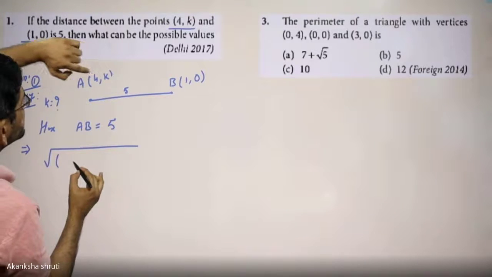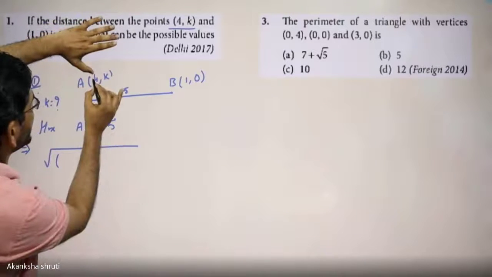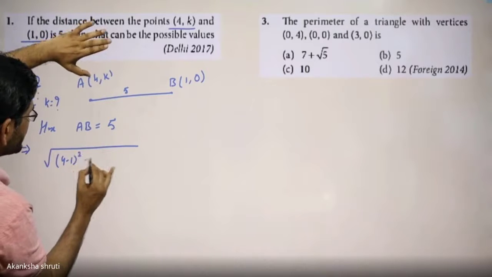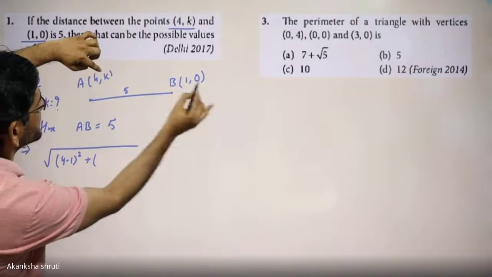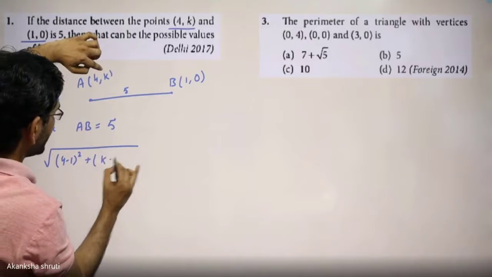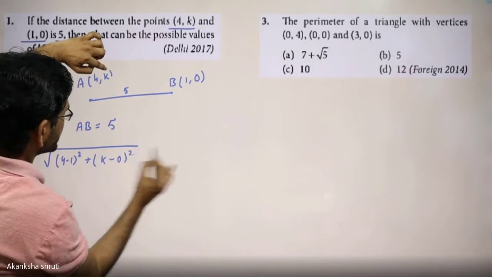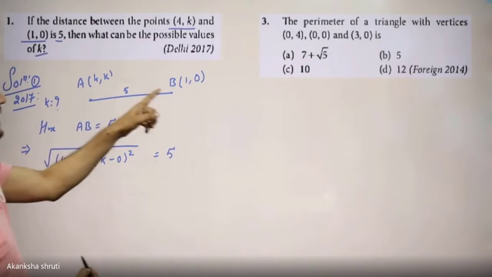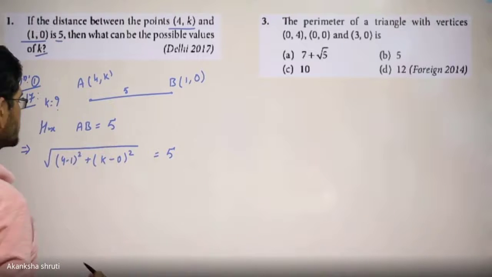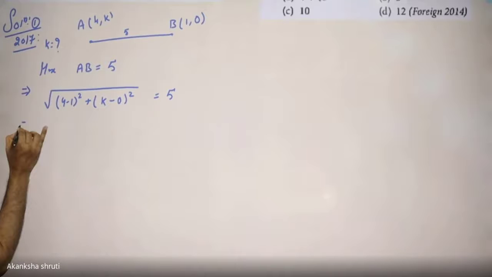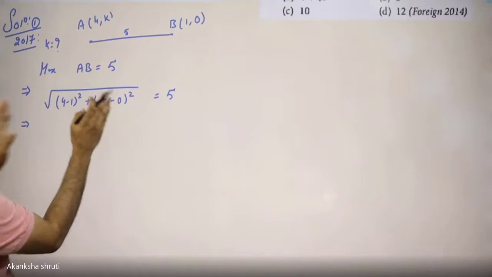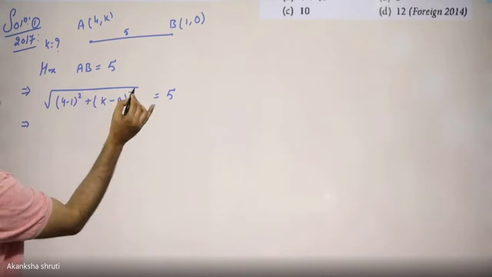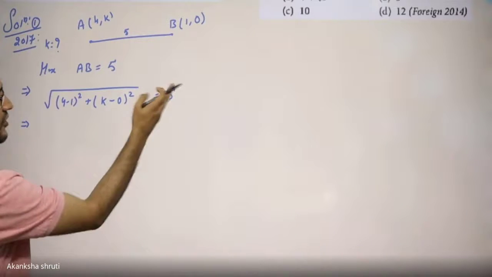So AB is equal to the square root of the difference of their x coordinates, 4 minus 1 squared, plus the difference of their y coordinates, K minus 0 squared. This value is 5. Keep in mind it is AB, that's why we have taken the square root. Students, we have to solve this. For simplification, this square root has to be sent to the right hand side.